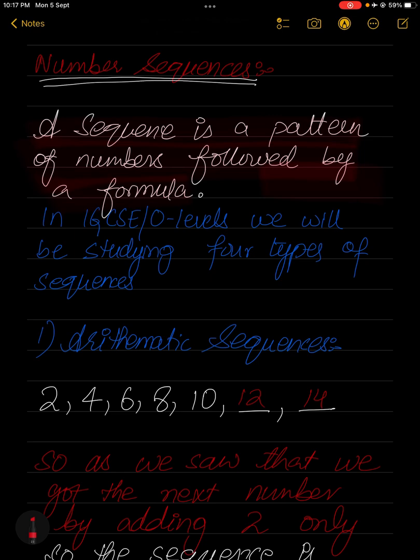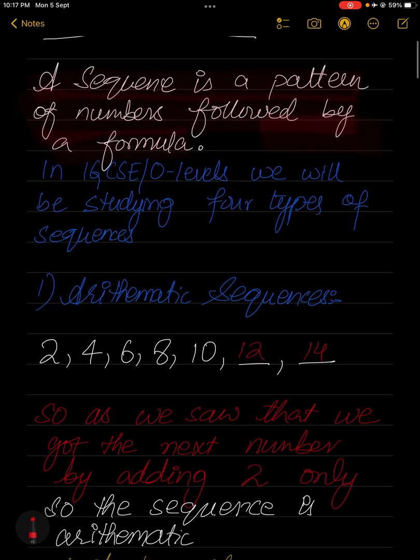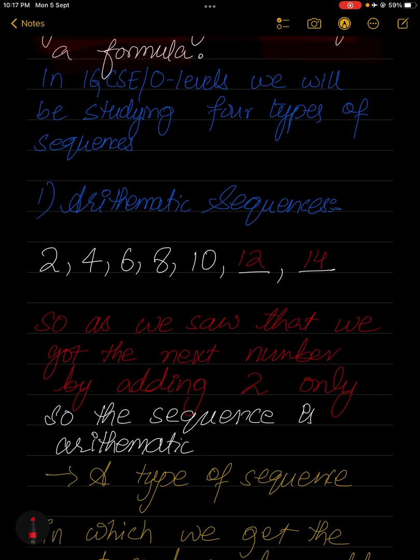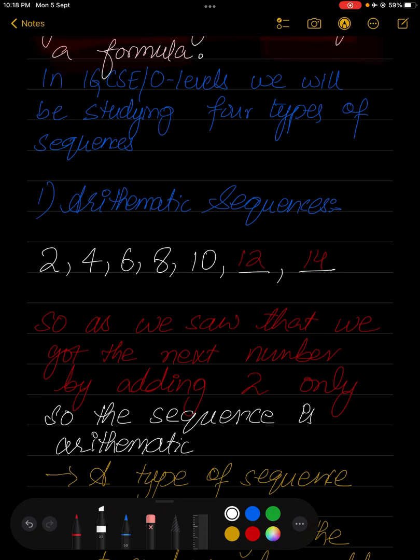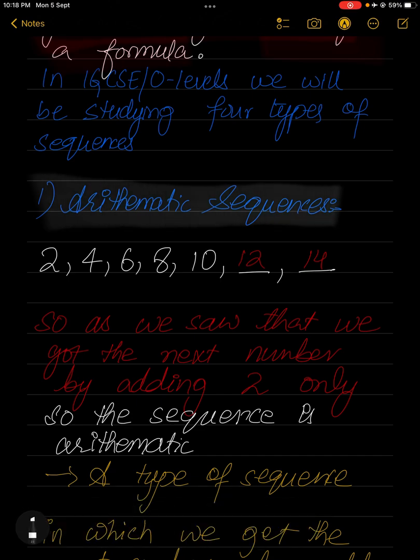In IGCSE and O levels, we will be studying four types of sequences. In this video, I'll be teaching you only the arithmetic sequence, and the next part will cover the geometric sequence, quadratic ones, and the cubic ones. So let's study one by one. So what is an arithmetic sequence? First of all, we need to understand what an arithmetic sequence is.